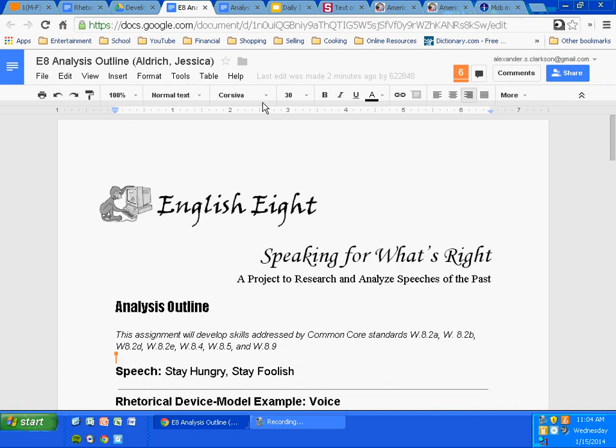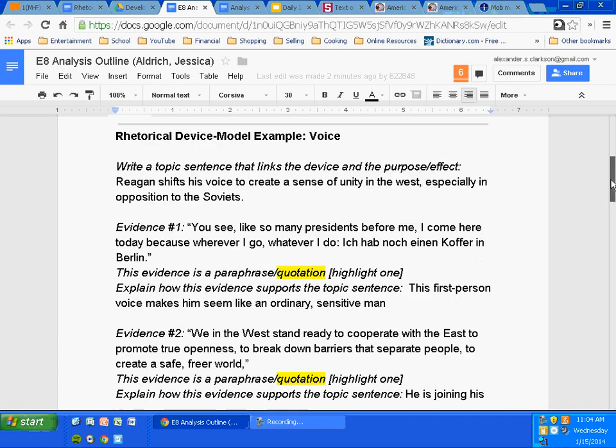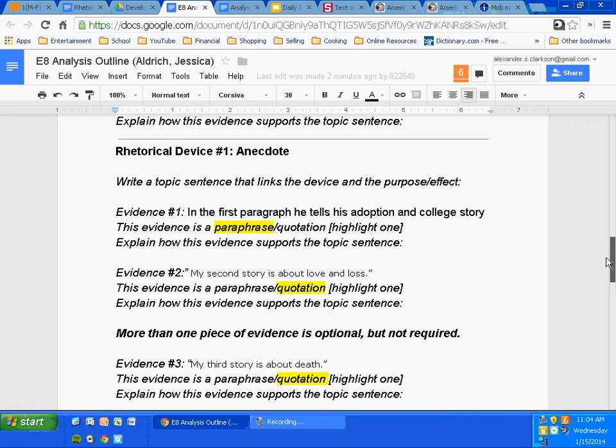Jessica says that she has an anecdote. She has paraphrased. Why did you choose paraphrase? Oh, you chose quotation for the other one? What would make the decision between a paraphrase and a quotation? Can somebody define paraphrase for me again? What do we have for paraphrase? Putting in your own words. Why would you put it in your own words instead of quoting it?